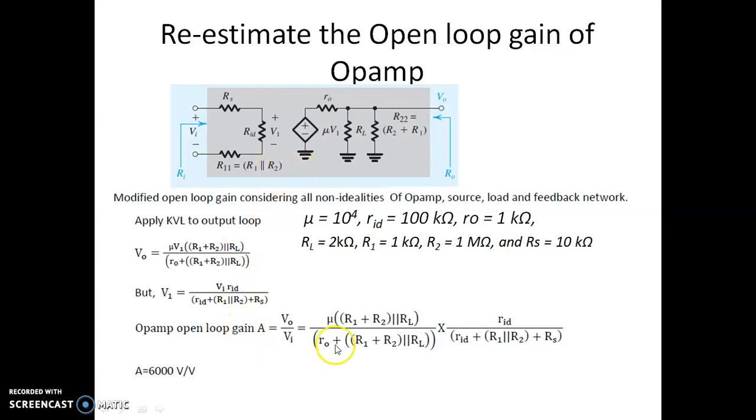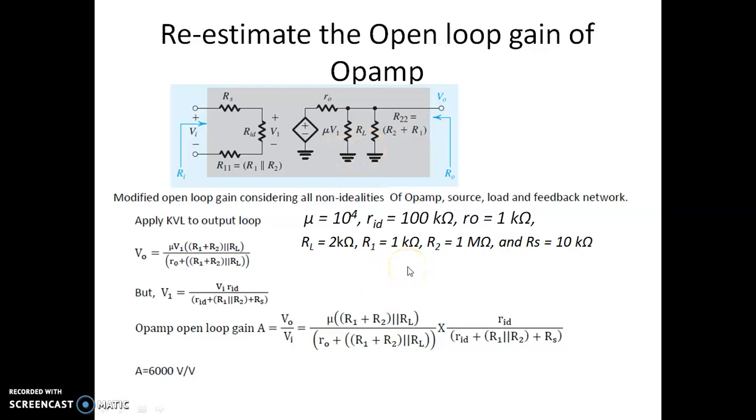Now it's a modified open loop gain, which was actually 10,000, and has reduced to now 6,000. So by substituting all these values of open loop gain, R1, R2, RL and R0, RID, we will get this as 6,000. You can see this has reduced from 10,000 to 6,000 because we have considered all these non-idealities of the source, load and the feedback network onto the amplifier itself. Now the amplifier is taking the blame of all non-idealities so that it can use the same equation which was used for ideal circuits.